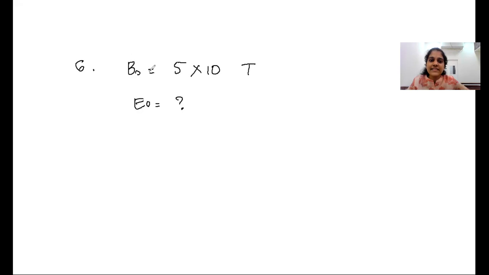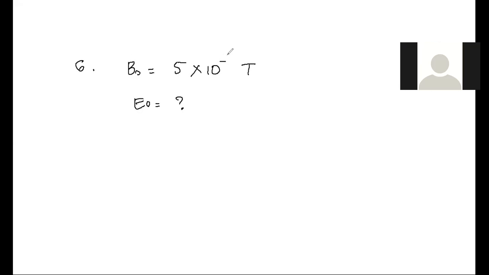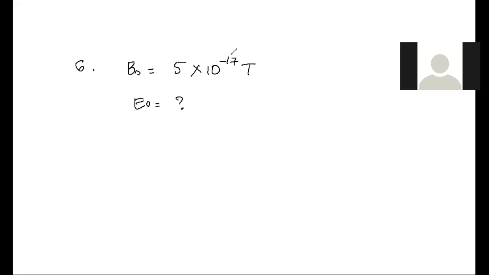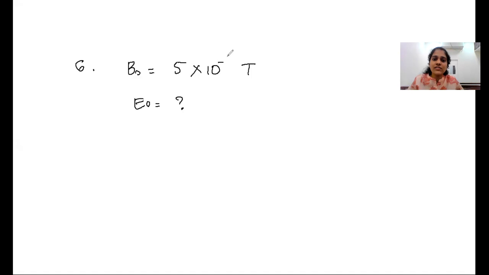Okay. Can you please repeat the B naught value, dear? What is the B naught value? 5 into 10 raised to minus 7. Okay, minus 7. All right, fine. Okay, so see students, again, this question is a little different.